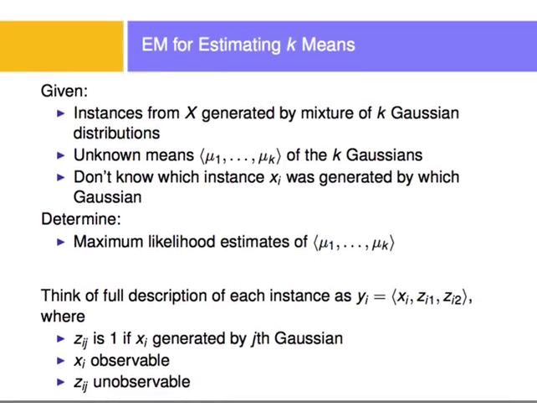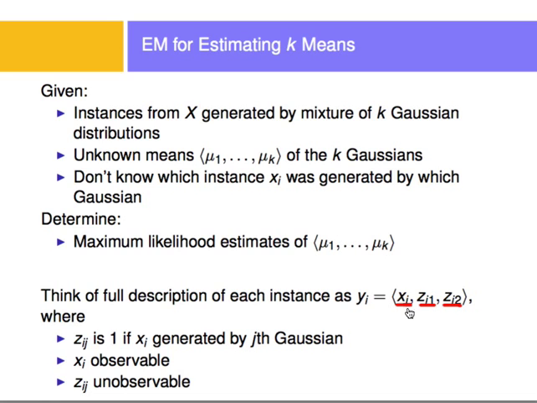So we don't know the means, and we don't know which instance was generated from which Gaussian. So the idea here is to determine the maximum likelihood estimates of all the means. Because if we know the means, then we know the probability of each day being generated from one or the other Gaussian. Now, if we think of each instance as having a number, and then a proportion from the first Gaussian, a proportion from the second Gaussian, for example, in the case of two Gaussian distributions, we can think of it like that, right?